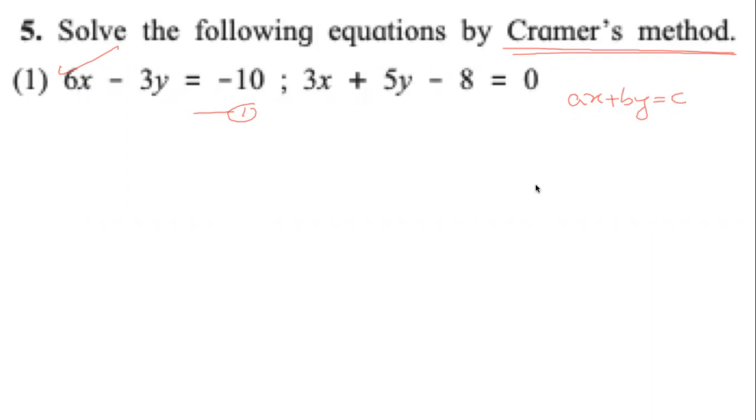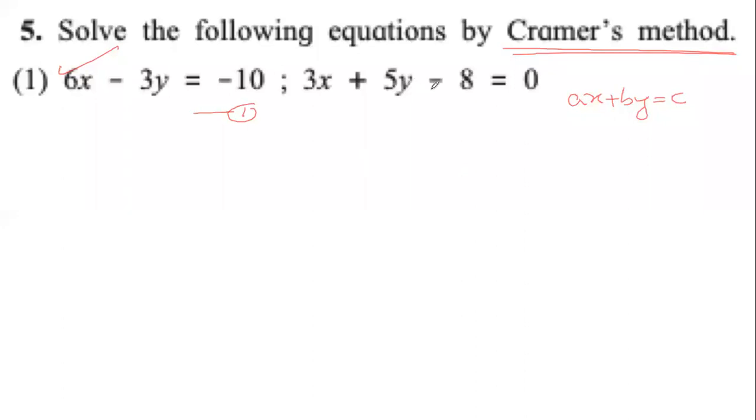I'm waiting for your answers in the chat box. As some students have already said, we have to move this minus 8 to the right hand side. When we move this minus 8 to the right hand side, we are moving the complete term, so the minus will become plus. 0 plus 8 is 8. This will be our equation 2.